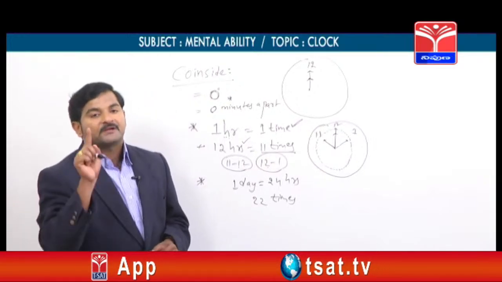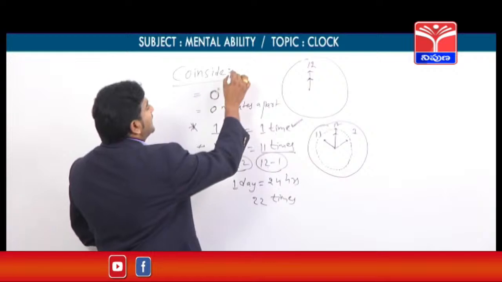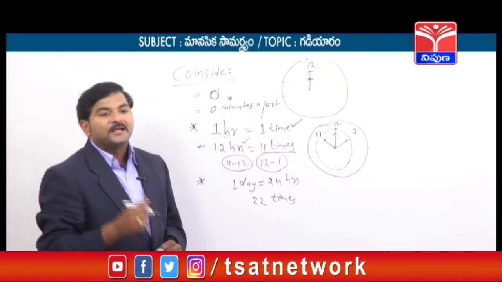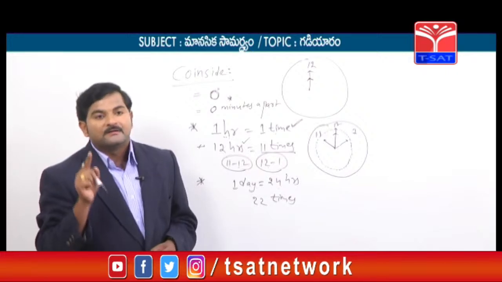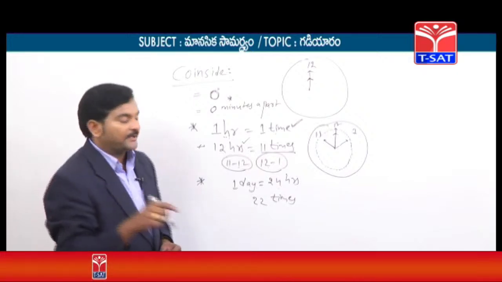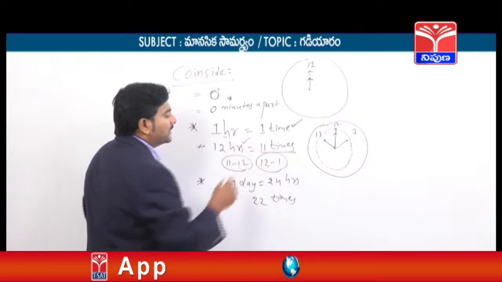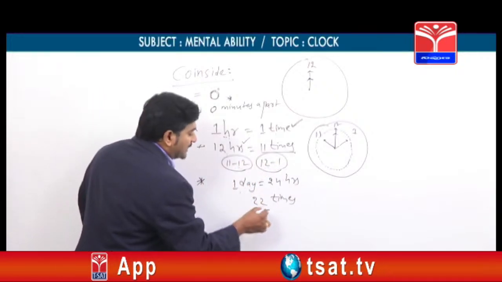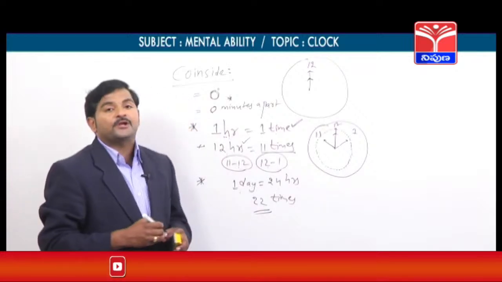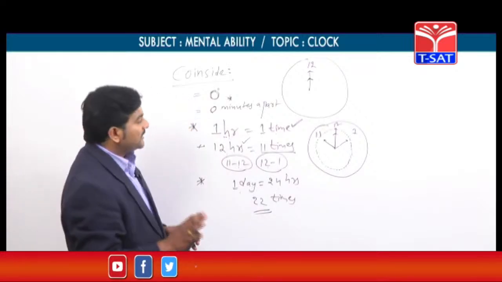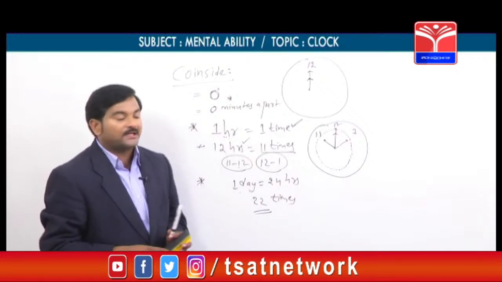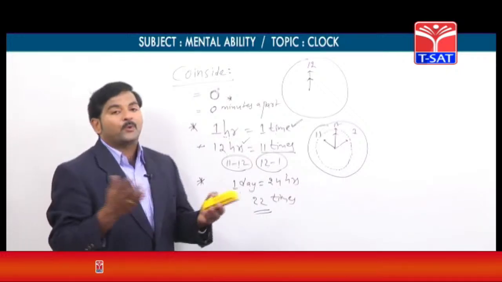My dear students, once again focus on this coincide part. Two hands coincide only one time in the span of 1 hour. For 12 hours, it is only 11 times. And in a day, two hands coincide only 22 times. These are the 3 points under the coincide concept. Similarly, we will now focus on the opposite concept.